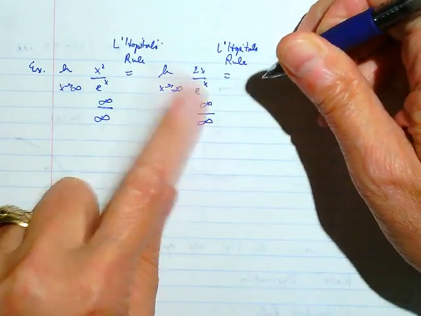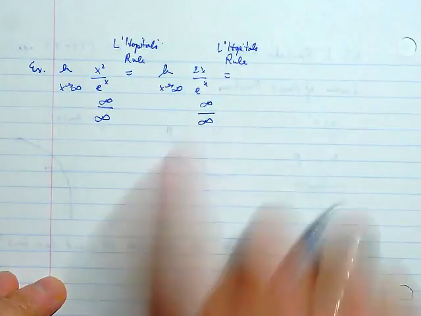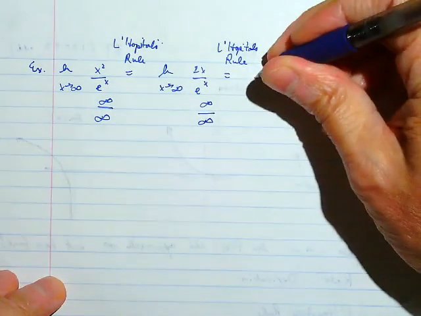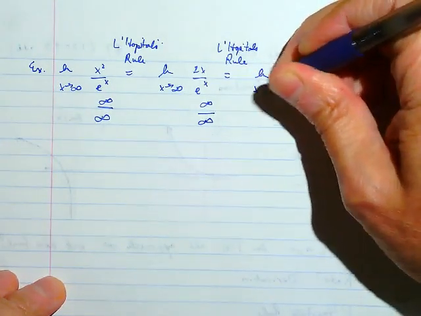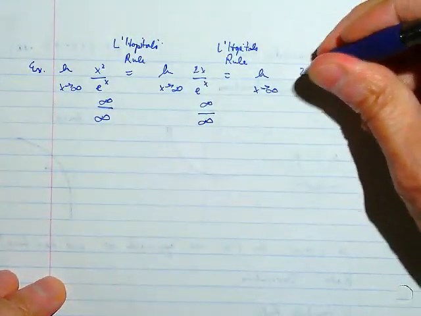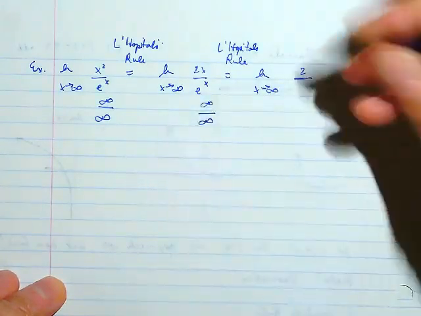Again, we're not saying that these functions are equal, but we're saying that the limit of the ratio of those functions as x approaches infinity is going to be equal. So let's apply L'Hopital's rule again. We've got the limit as x approaches infinity. Well, the derivative of 2x is just 2. The derivative of e to the x, there it is, e to the x is e to the x.